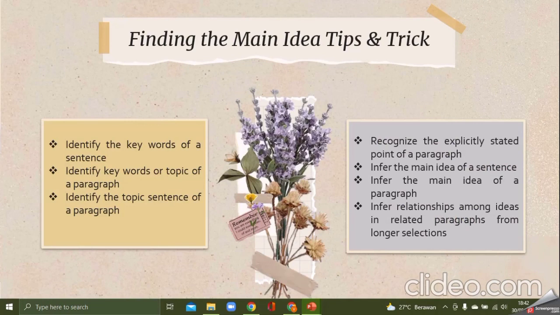Finding the main idea takes time. Identify the keywords of a sentence. Identify keywords or topic of a paragraph. Identify the topic sentence of a paragraph. Recognize the explicitly stated point of a paragraph. Infer the main idea of a sentence. Infer the main idea of a paragraph. Infer relationships among ideas in real-life paragraphs from longer selections.